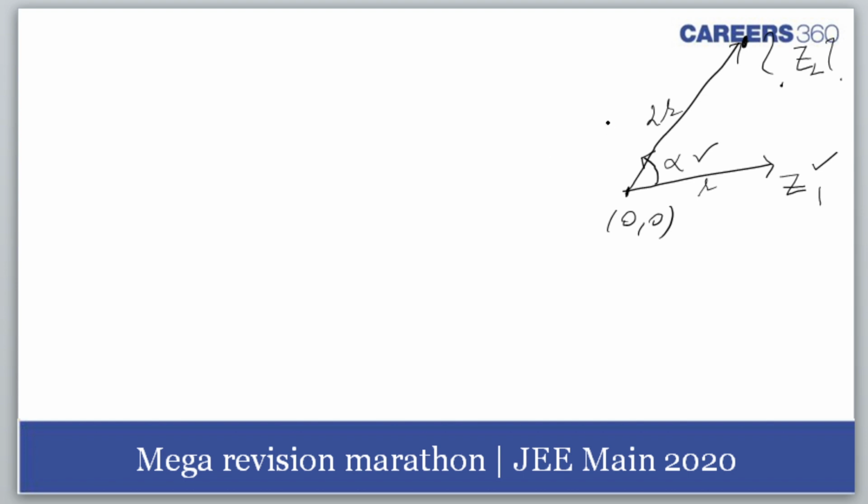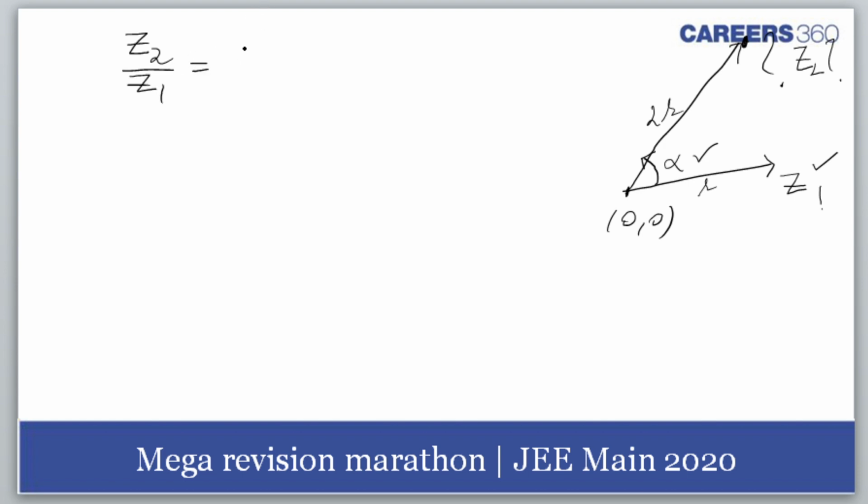So this complex number I want to find, let us say this complex number is Z2. So Z2 I need to find. So what do I have? I have alpha, I have Z1, I have the modulus of Z2, that is 2R. So just consider this vector Z2 by Z1. Just consider this expression.